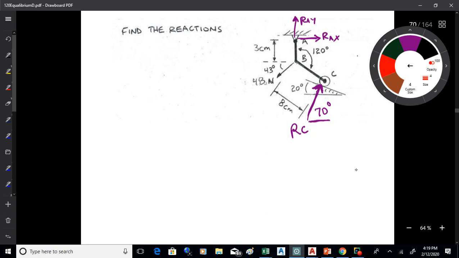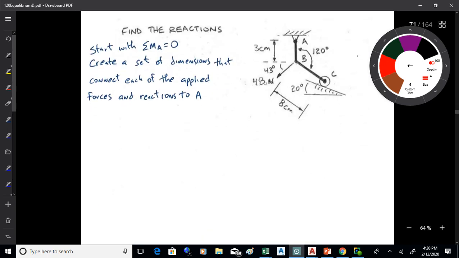So what I would suggest doing on this type of problem, and this is a fairly common 2-dimensional problem, is working through that and using some trigonometry and breaking down anything that is angled into an X and Y component. That will make coming up with the moment equations much more straightforward. So once you've decided that you're going to take moments about A, create a set of dimensions that connect each of the applied forces and reactions to A. That's what you want to do.